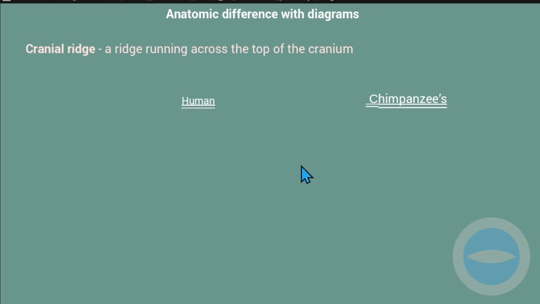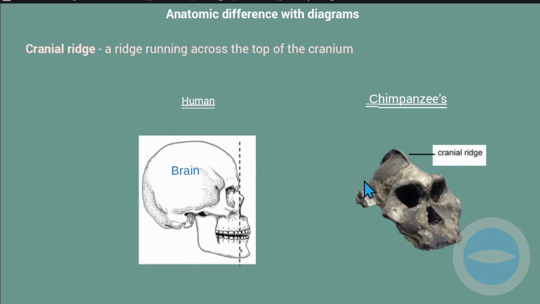And then the last difference is the cranial ridges. A cranial ridge is a ridge running across the top of the cranium. As you can see, this is the cranial ridge. So these chimpanzees have a cranial ridge. In humans, we don't have it. This ridge is connected to the muscles that are responsible for chewing. So as the chimpanzees are chewing something, these muscles are connected to the cranial ridge.